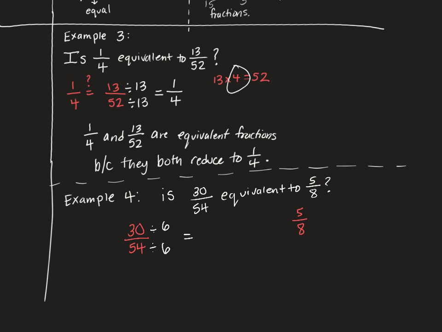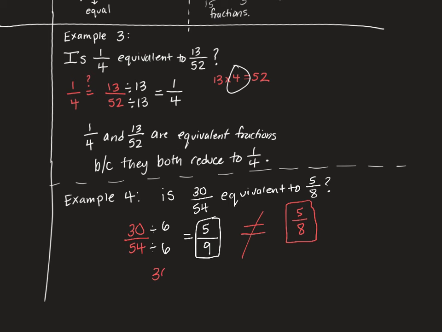30 divided by 6 is what, guys? Tell me in the chat. Thank you. Yes. And then 54 divided by 6? Yes, 54 divided by 6 is 9. Okay, that's as far as I can reduce it. 5/9. 5/9 is not equivalent to 5/8. They're not the same thing.